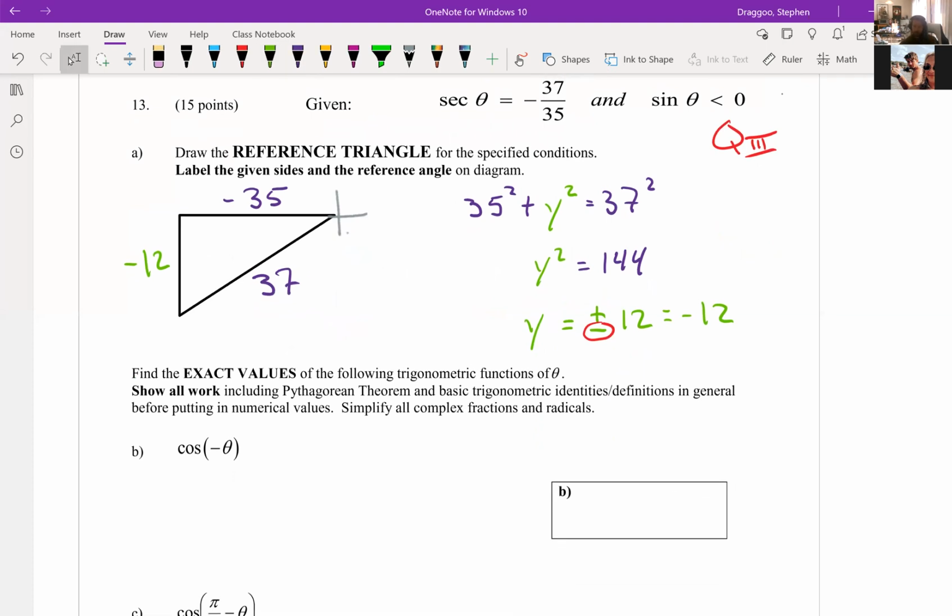All right, so we're going to use all of that information along with a couple of identities to solve for a few other values from this triangle. So we already know what secant is. Now we want to find the cosine of negative theta. And cosine is an even function. So cosine of negative theta is the same as just cosine theta, which, either from our reference triangle or from secant being negative 37 over 35, we get that cosine is negative 35 over 37.